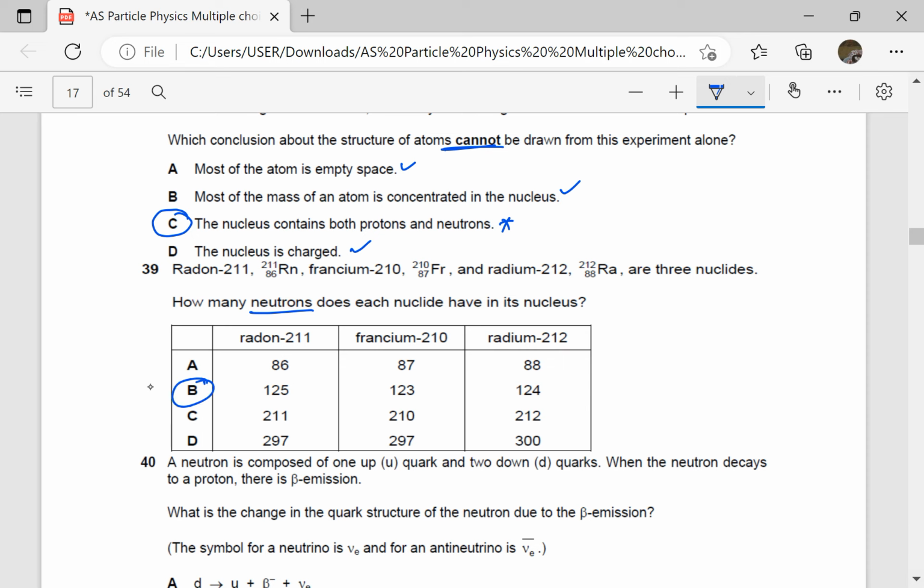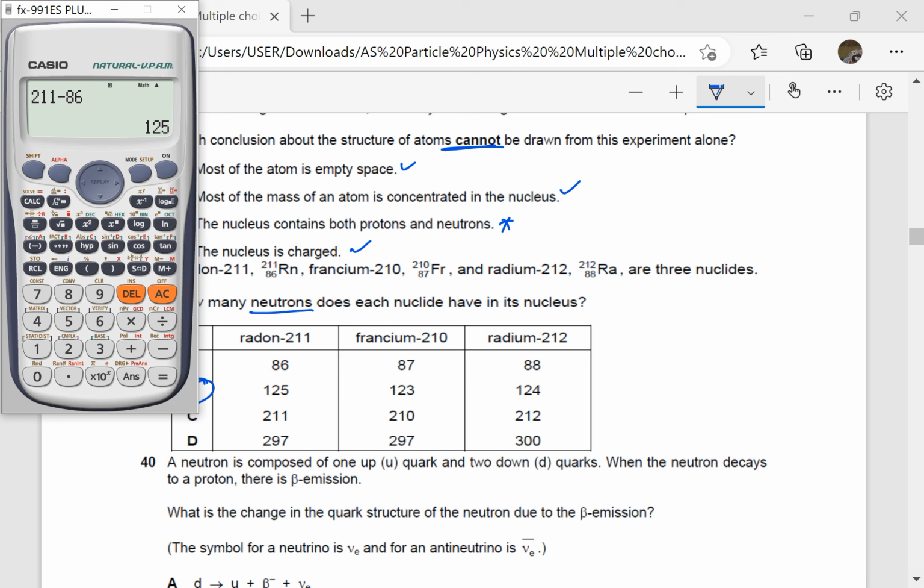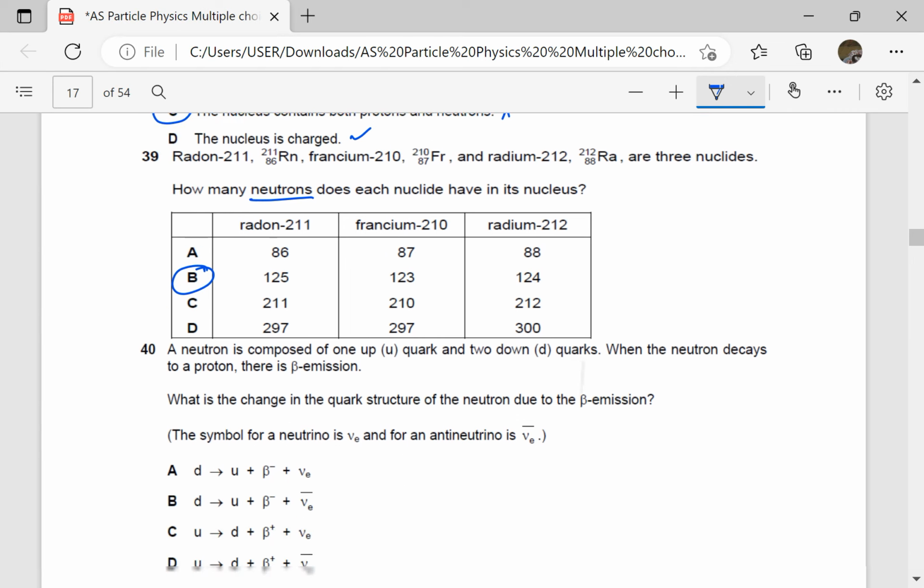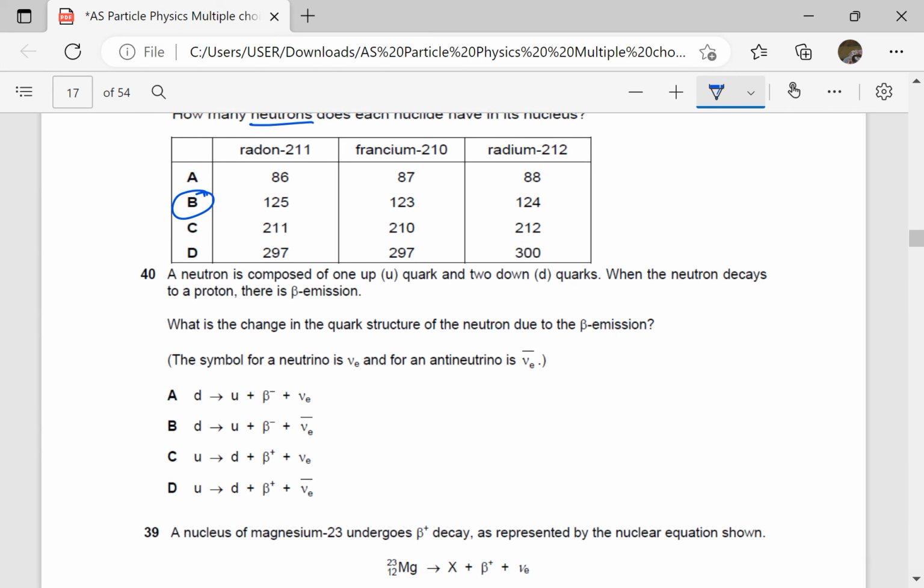The answer is going to be B. I can check the rest. The other one is 210 minus 87, that's 123. The other one is 212 minus 88, that's 124. So the answer is B.